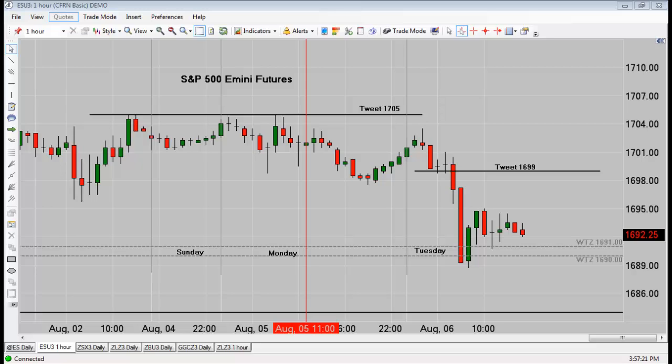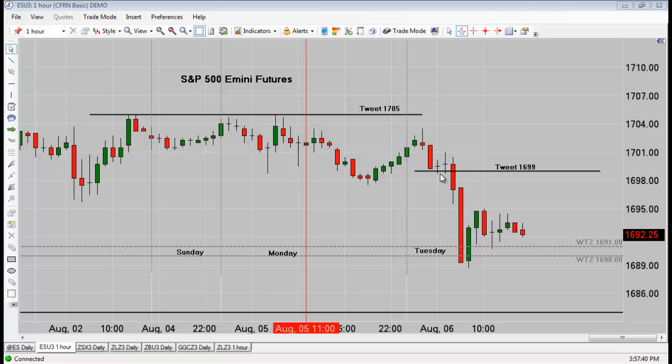I want to go over the tweet that triggered for us this morning. We've had a tweet in place now for a couple days. Consider being long above 1705, short below 1699. We've not been able to trigger on the upside. The short did trigger for us today.